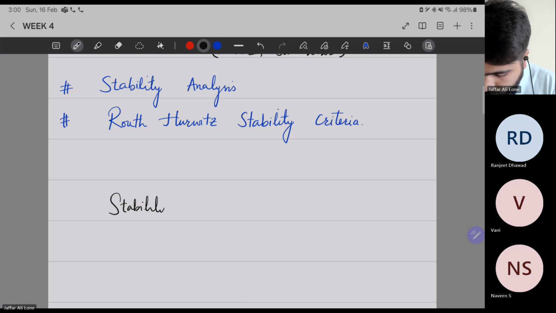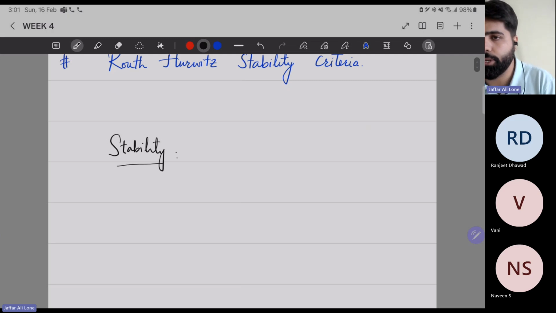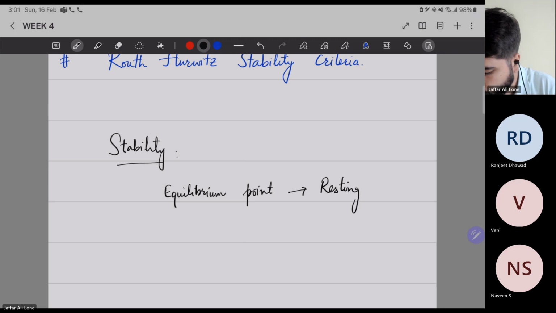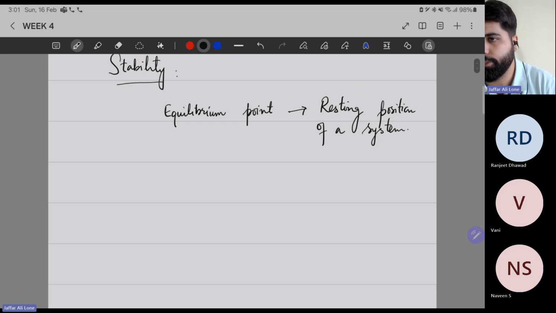So, stability. There is this concept of equilibrium point or equilibrium state. And this equilibrium point is the resting position of a system. Correct? So this equilibrium point is the resting position of a system.